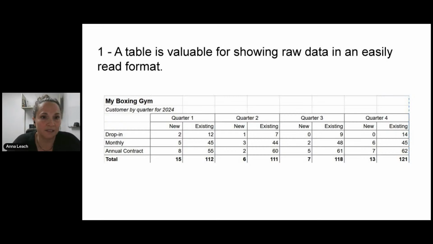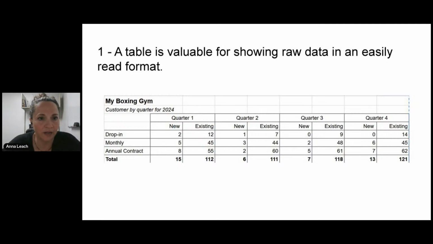In this example I have listed here, let's pretend that I own a gym called My Boxing Gym. And I'd like to see the number of customers coming in Q2 that are new monthly and signed a monthly contract. I can easily go to the section that says Q2, new, and then drop down to the line where it says monthly and say free. If I needed a quick answer or if I wanted to show this in a way that was just numerical, a table is a great way.